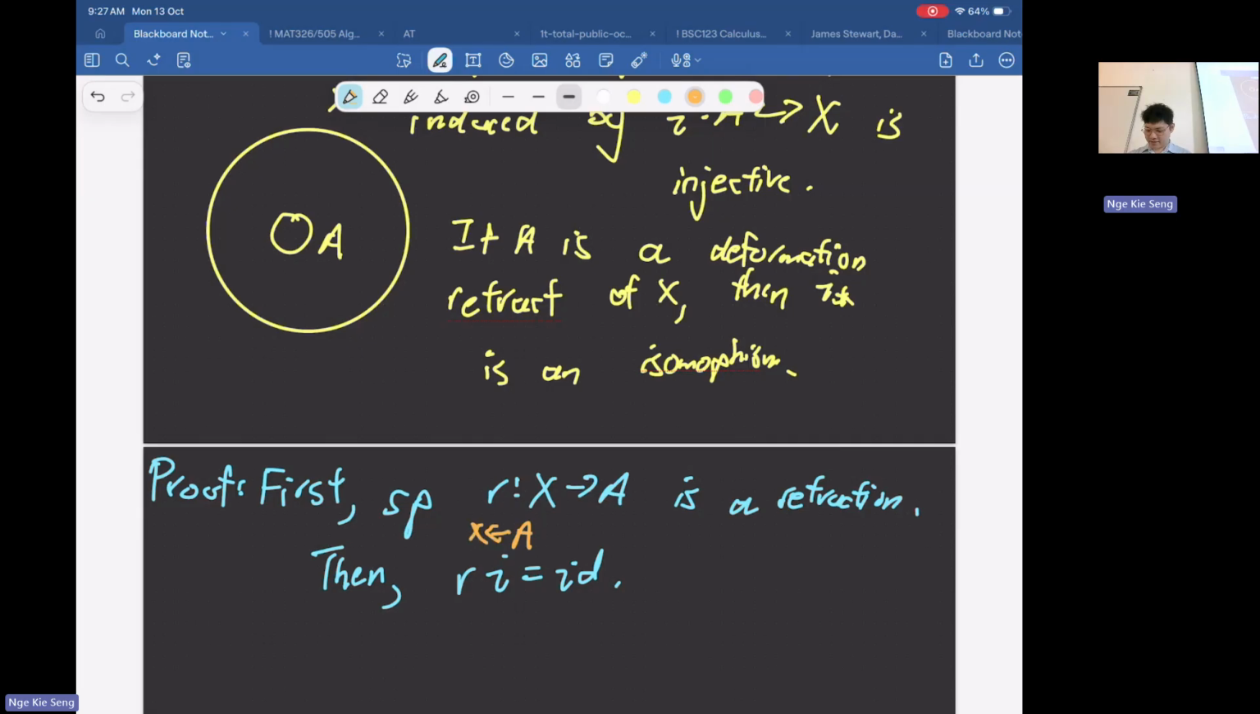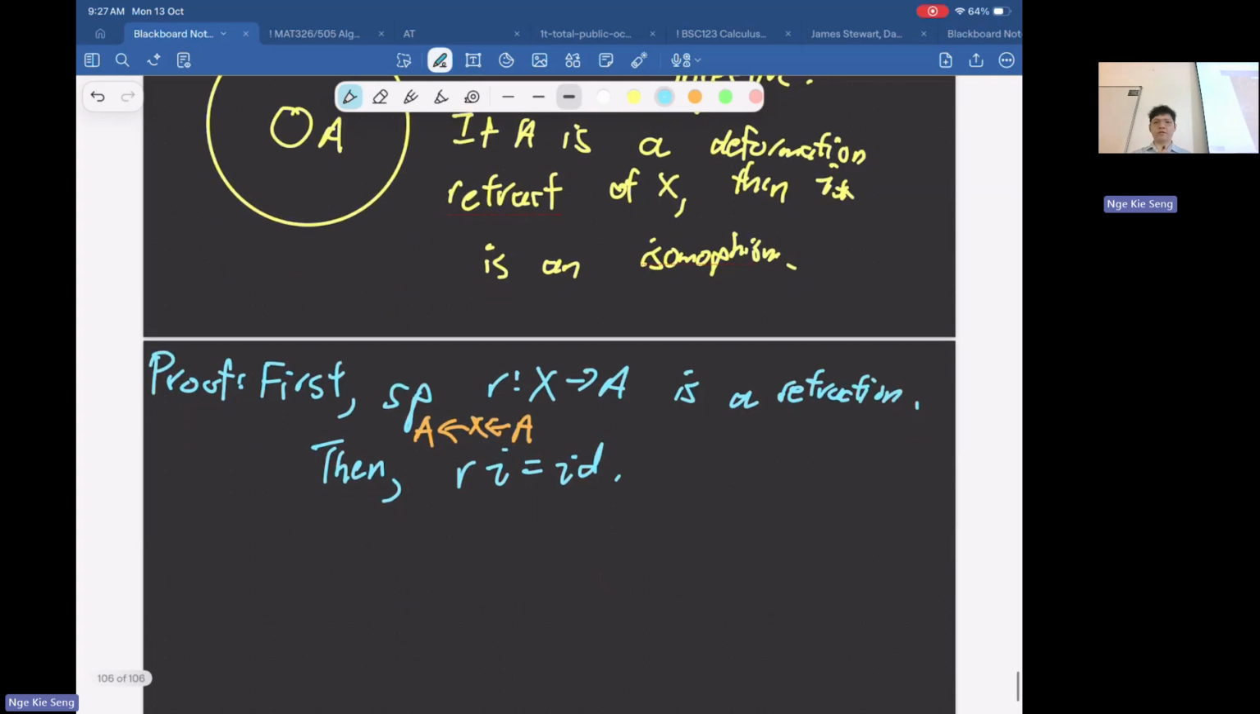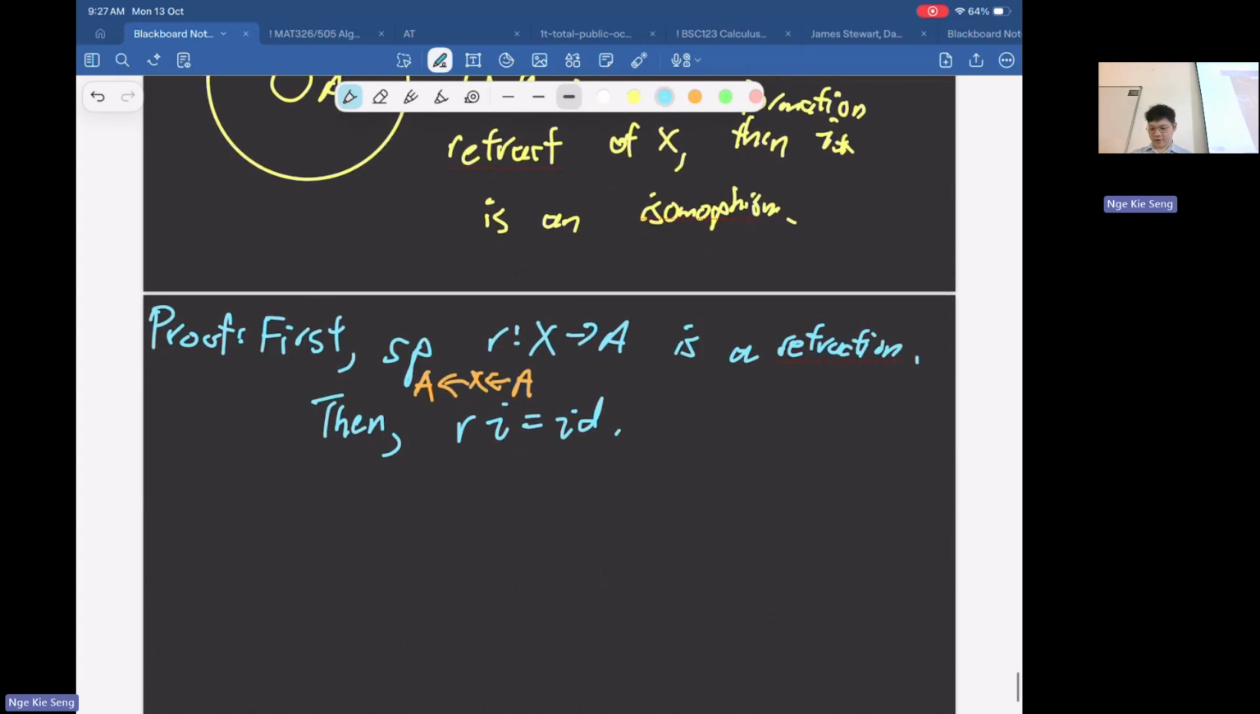I write down i: A to X, r: X to A. But then by the functoriality of induced homomorphisms, what do you get? r star i star equals the identity on the fundamental group. But then this says what? r star has a right inverse. So anything with a right inverse is injective. Sorry, wrong way. We want to deduce for i star: if i star has a left inverse, then i star is injective.